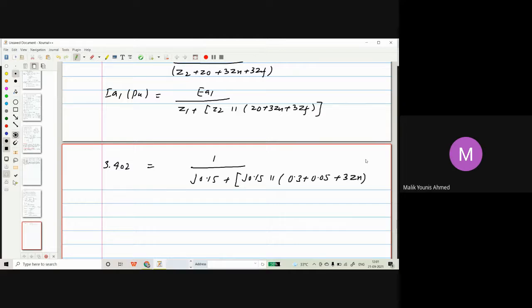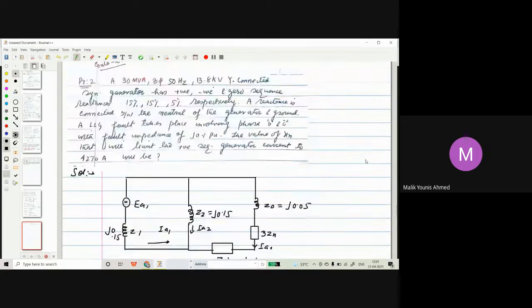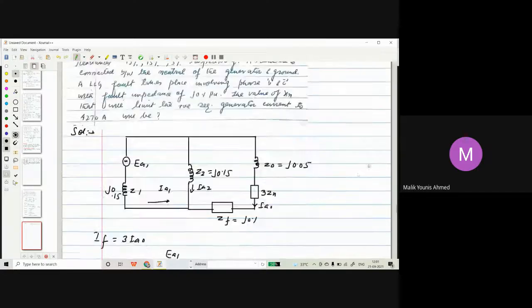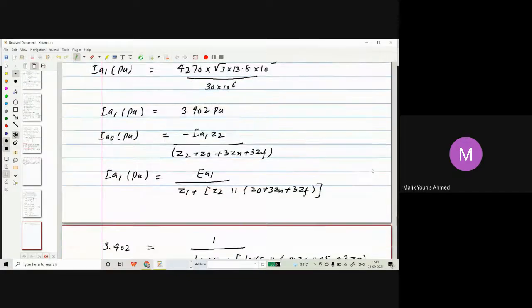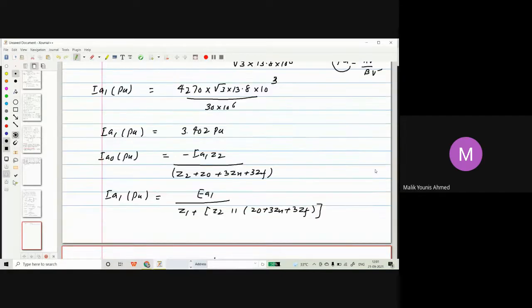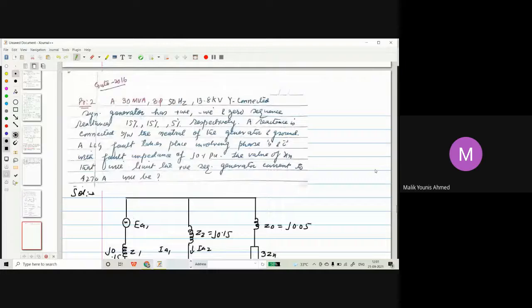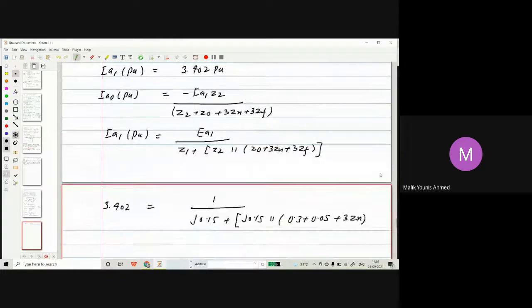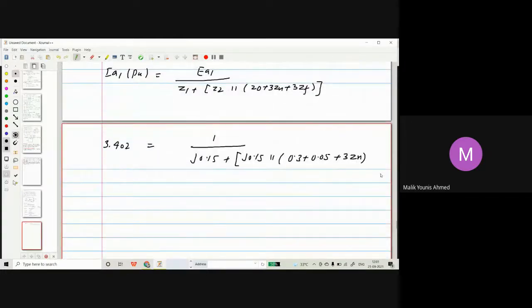Okay, ZF value is there, 0.01, I think. Yes, it's given. ZF value is 0.01. That's why we are getting 0.3, and 0.05 is Z0, 5%. Yeah, correct. So everything we have substituted. Okay, only the unknown value will be Zn with this formula.